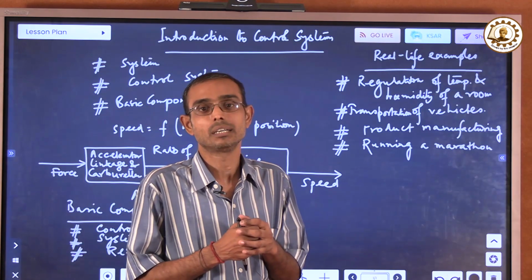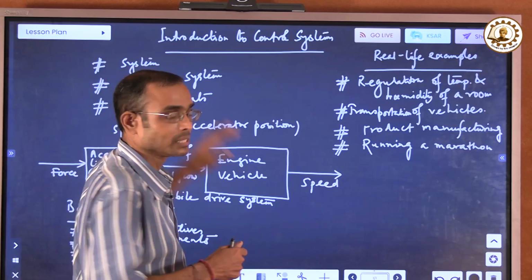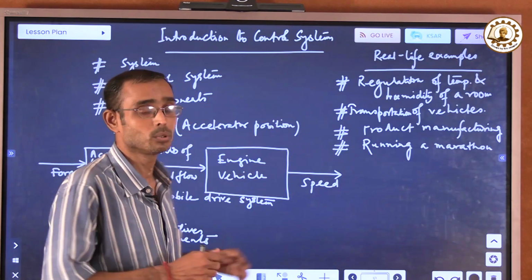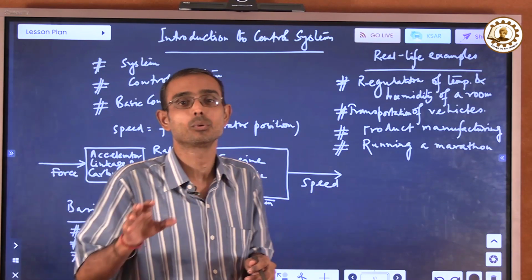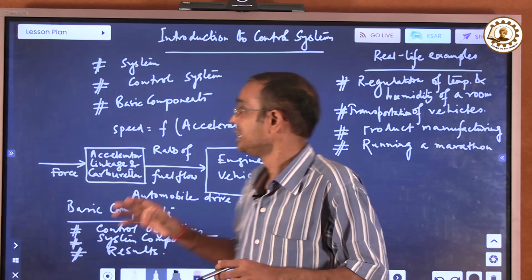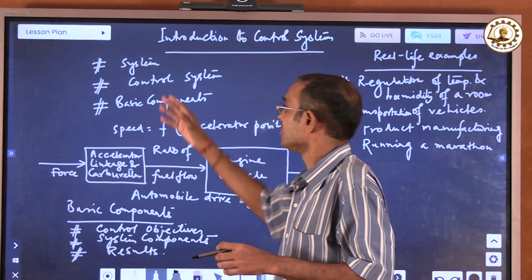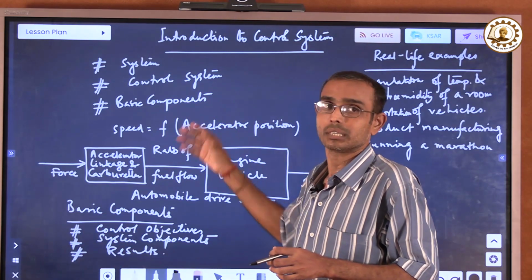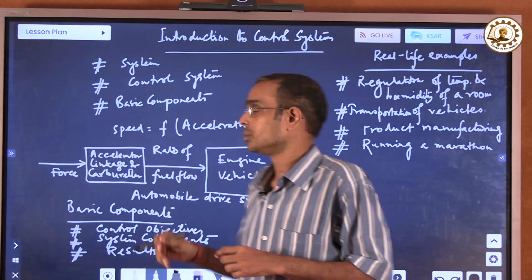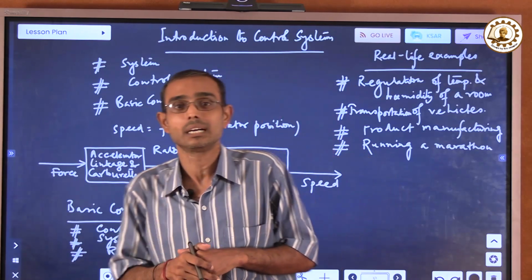So let us first understand what is actually a system, because in the name control system there are two terms, one is control and another is system. So first we need to understand what is a system, and then control system, and then what are its basic components. So now what is basically a system?